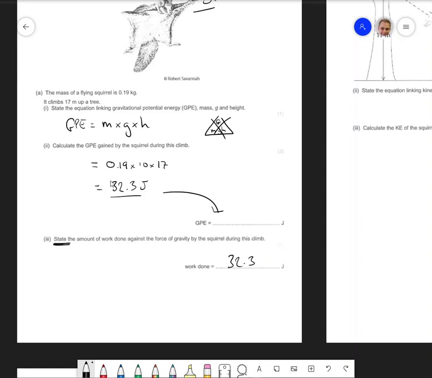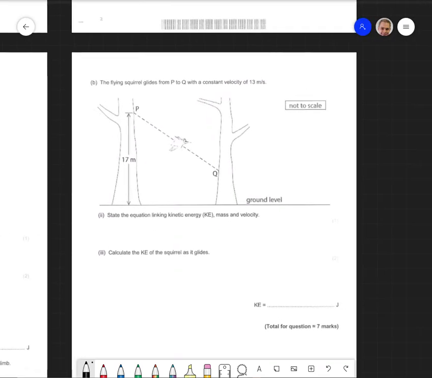If you got the previous number wrong, this number is fine as long as it's exactly the same number you wrote there. So you can get an error carried forward. If, for example, you'd forgotten to multiply by 10, so you just had 3.23, and you wrote the same number here, you get the mark for that.